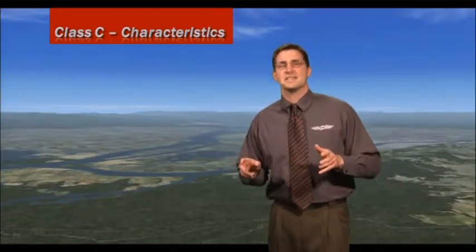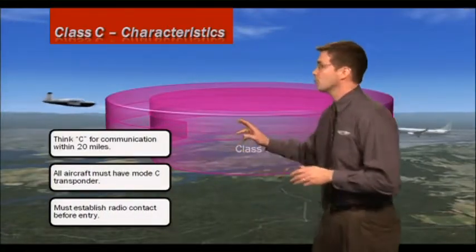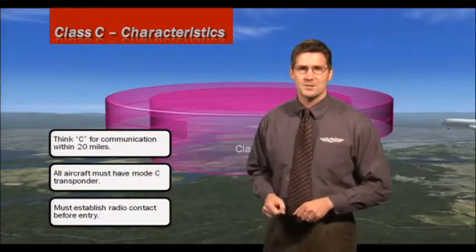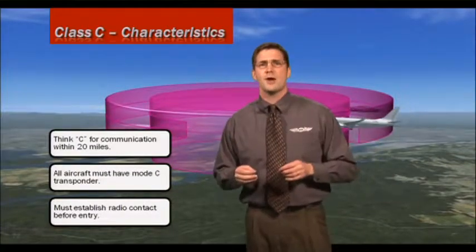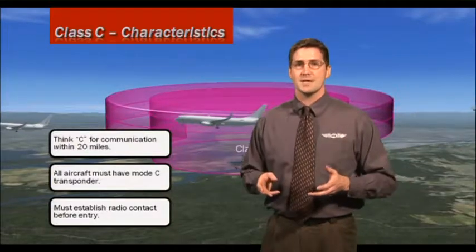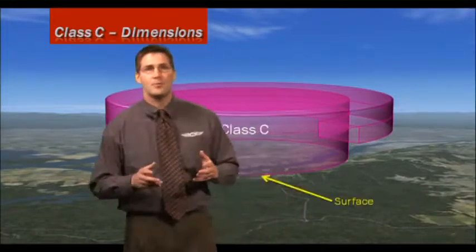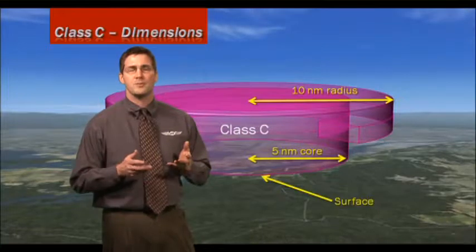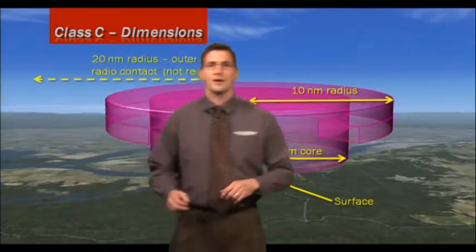Think of the C as communications within 20 nautical miles of the airport. Remember, radar services are mandatory in Class C airspace, so you must have a transponder. Now, as you approach Class C airspace, first establish two-way radio communication, and second, watch out for traffic. A typical Class C airspace has an inner core from the surface with a radius of 5 nautical miles. The outer area typically has a radius of 10 nautical miles from the airport. Now, Class C airports also have a 20 nautical mile outer area.